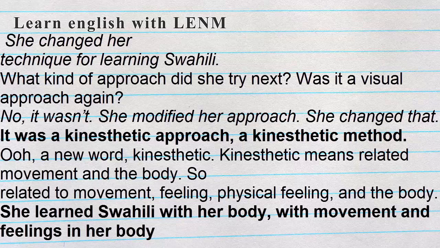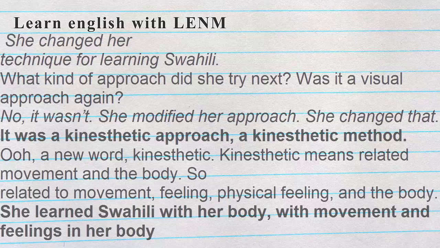What kind of approach did she try next? Was it a visual approach again? No, it wasn't. She modified her approach. She changed that. It was a kinesthetic approach. A kinesthetic method. Ooh, a new word. Kinesthetic. Kinesthetic means related to movement and the body. So related to movement, feeling, physical feeling, and the body. She learned Swahili with her body, with movement and feelings in her body.